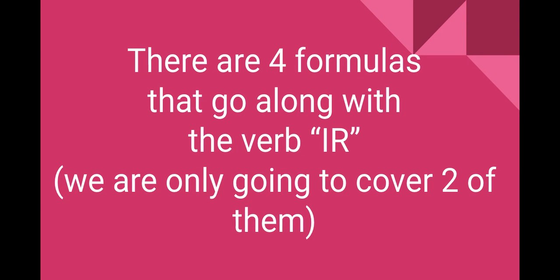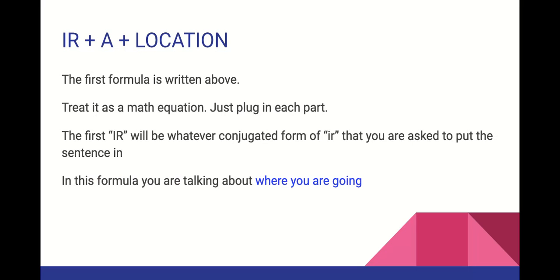So with the verb ir, we have 4 formulas that go along with it, but we're only going to cover 2 of them today. So the first formula is ir a plus location. I like this chapter because I think that it's easy. You treat these formulas like a math problem. So just make sure you plug in each part of the formula and then you can't be wrong.